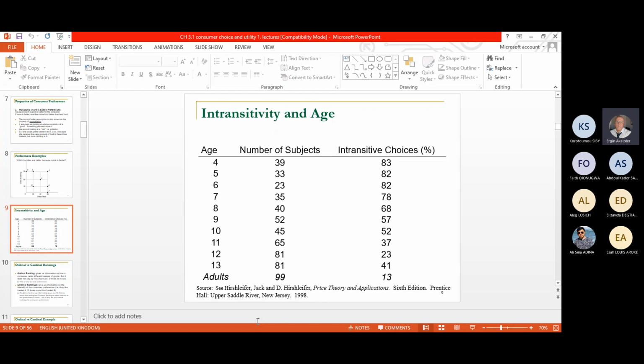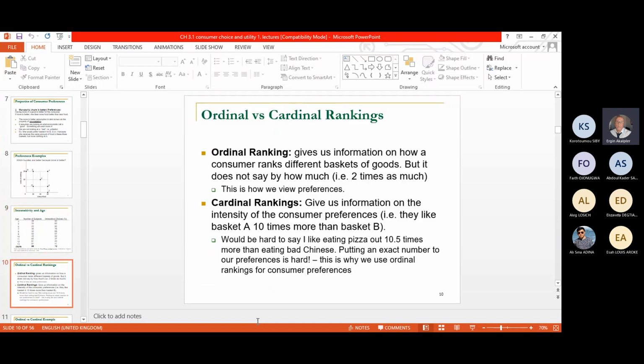And of course, intransitive choices become smaller because you are becoming more consciously determined about what the preferences are, which makes you better off compared to the younger ages, let's say.